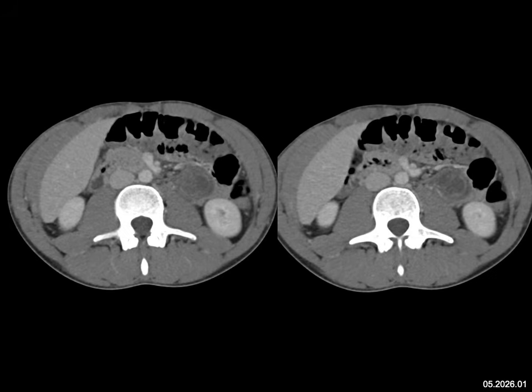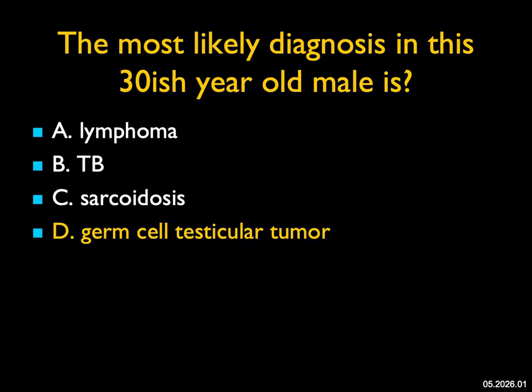We do see low-density nodes in tuberculosis. We do see low-density nodes in Whipple's disease. Sarcoid nodes are typically soft tissue density and are not going to be cystic. But in a male, you have to think about a germ cell tumor. Germ cell tumors arising in the testes typically will spread to the paraortic regions. So again, treated lymphoma would be a consideration. TB, couldn't exclude it, but germ cell tumor was the correct diagnosis.